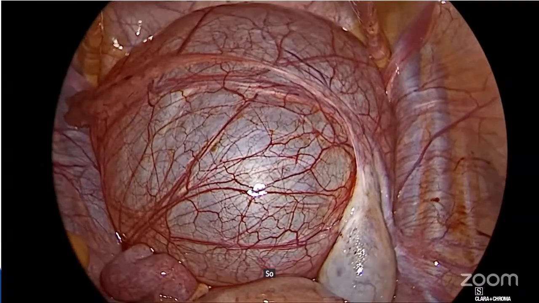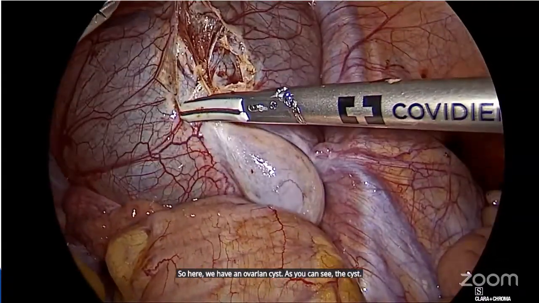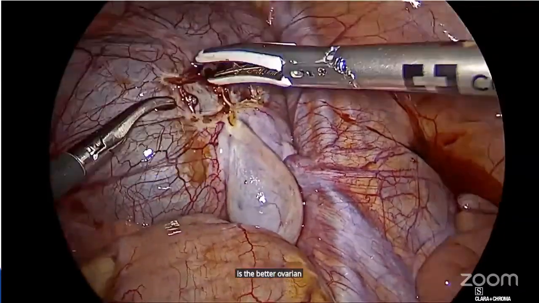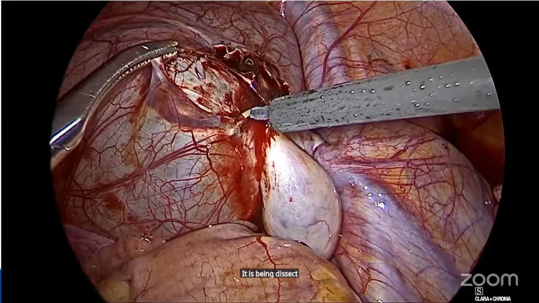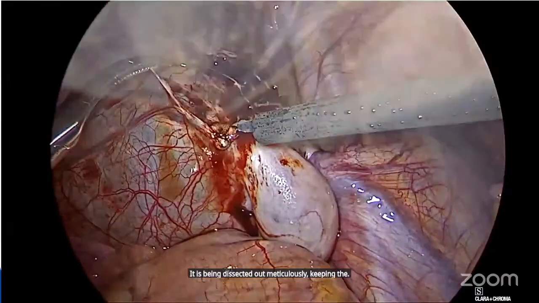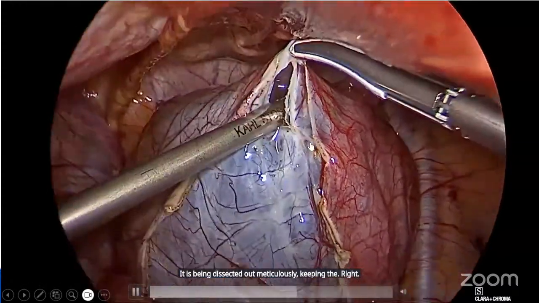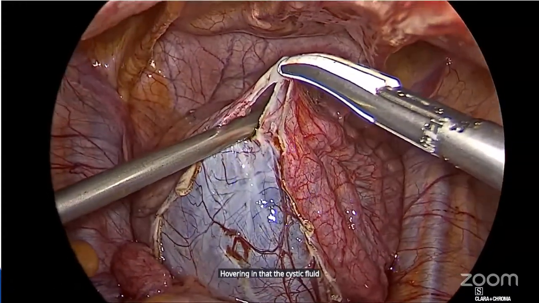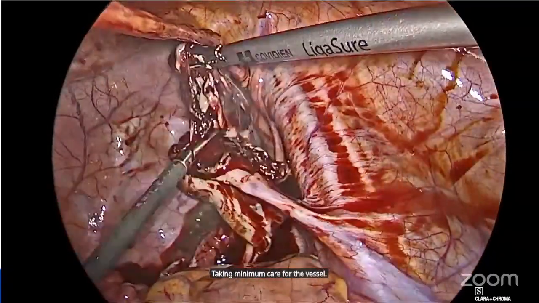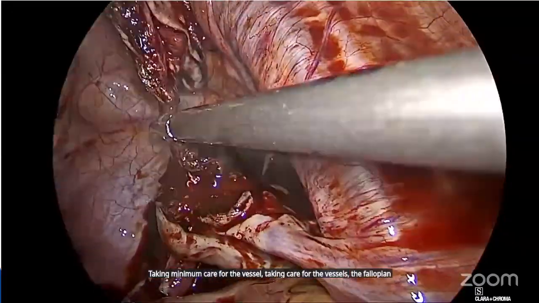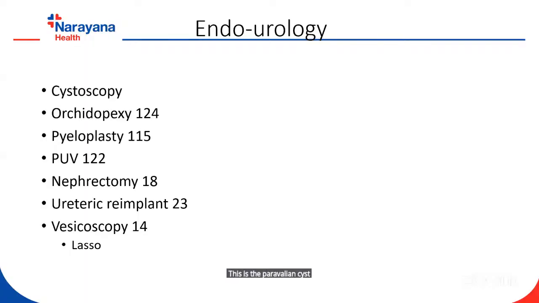So here we have an ovarian cyst. As you can see, the cyst is the para-ovarian cyst. The right ovary is there, and the para-ovarian cyst is being dissected out meticulously, keeping the right ovary intact. The cystic fluid was just drained, taking care of the vessels, the fallopian tube, and the ovary. Everything is kept intact. This is the para-ovarian cyst, which has been dissected out beautifully.